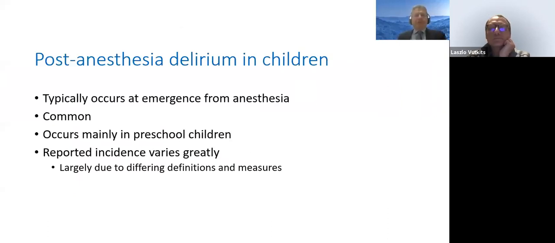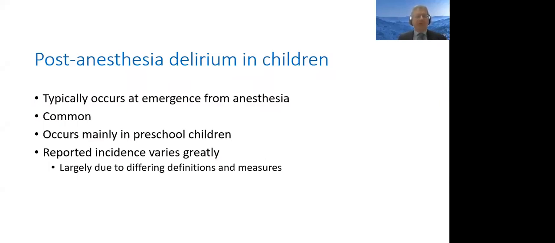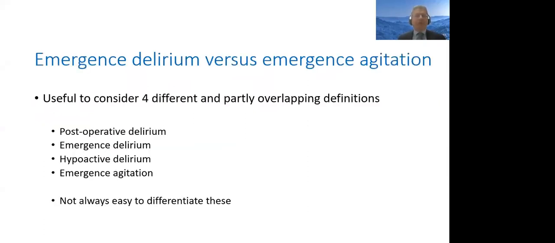Post-anesthesia delirium in children typically occurs on emergence from anesthesia. It is common and occurs mainly in preschool children. Its reported incidence varies greatly. This variation is partly due to the differing definitions and the different measures used when assessing emergence delirium.